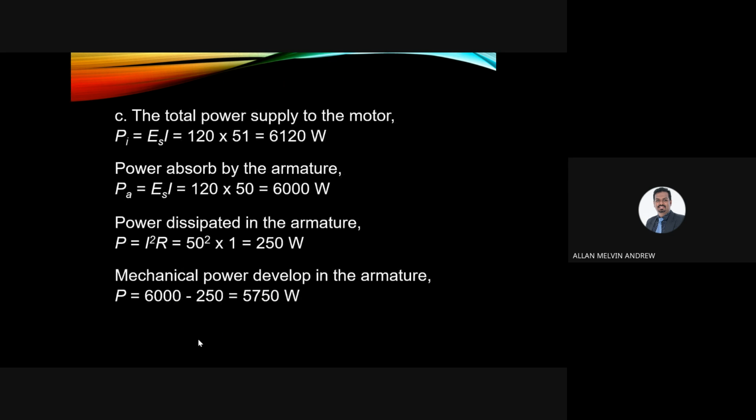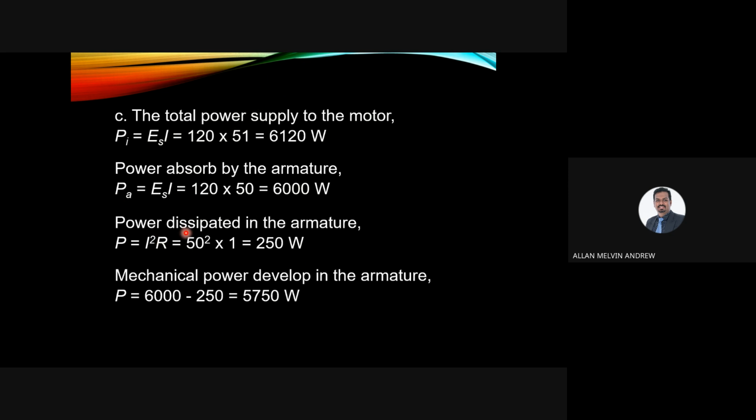Okay, the total power supplied to the motor. So PI equals ES I. We want to find the power supply. So 120 volt times 51 is 6120. The power absorbed by the armature, PA equals ES I. So 120 times 50, so 6000.